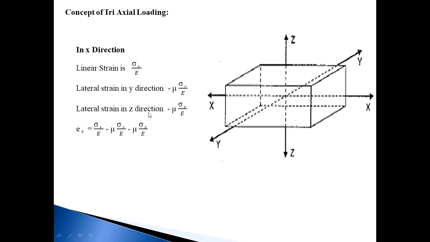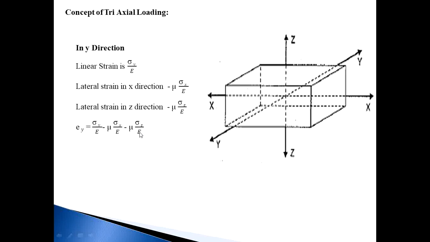Next, the lateral strain in the Z direction, similarly, is minus mu sigma Z upon E. Once again I repeat, when you consider the X direction, only X is linear, and Y and Z will be lateral. So for Y and Z you multiply by mu, and X is considered as it is. So the total strain in the X direction, Ex, is equal to sigma X by E minus mu sigma Y by E minus mu sigma Z by E.